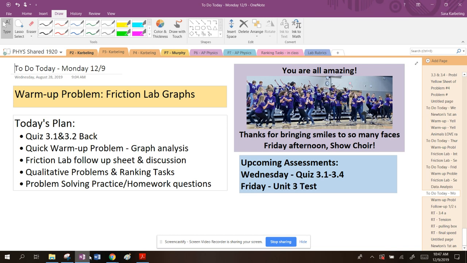We're going to do some graph analysis and do some follow-up with that friction lab that we did on Friday. We will also work on some ranking tasks, and if we have time, then do some problem solving as well. The reason for that is that we have a little bit of a change in our schedule. I have not put it up on Canvas yet. I apologize. I will get that done hopefully today, but just so that you're aware of what we're doing. So that's our plan for Monday.